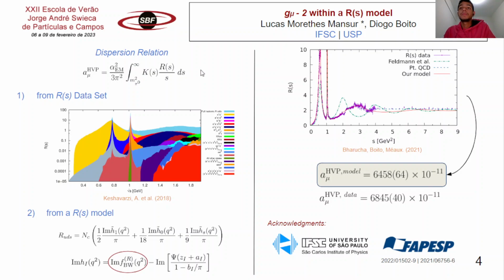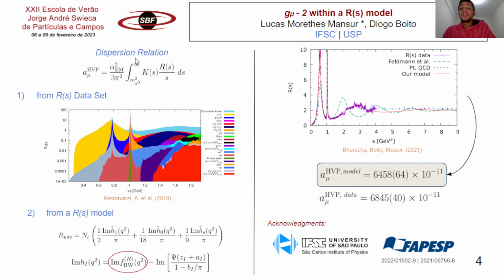How can we use the dispersion relations with R(s) functions? One way to calculate this is from the R(s) dataset that the Muon g-2 Theory Initiative used in 2021, which is the origin of the biggest tension at this moment between the experimental average and the Standard Model predictions. You can compute the R(s) function using the dataset: you take the data from the hadronic cross sections, put it into these integrals, and calculate. Or you can use an R(s) model.